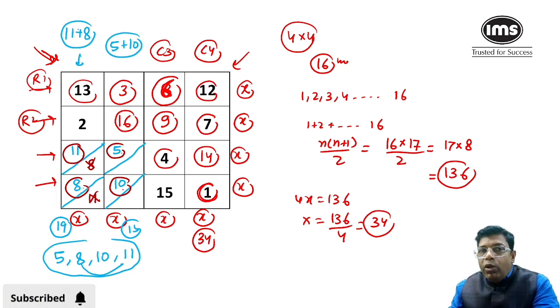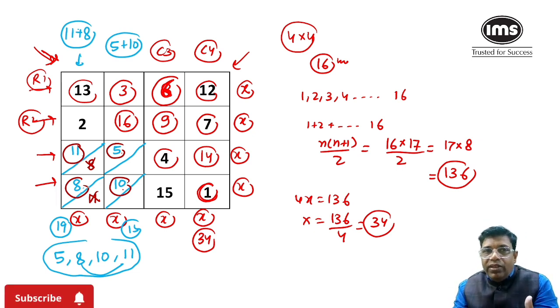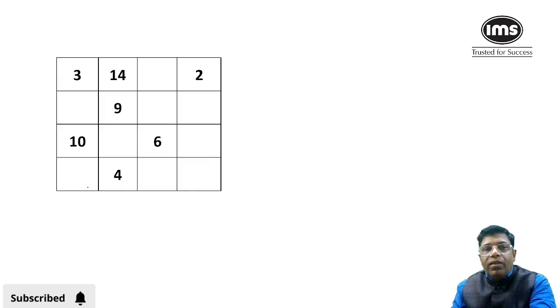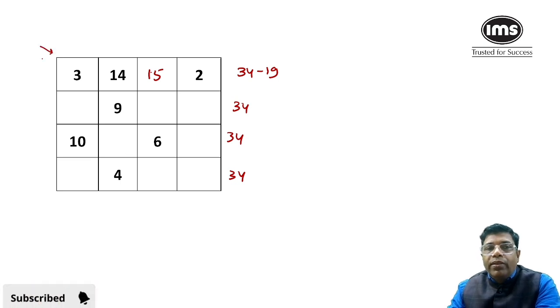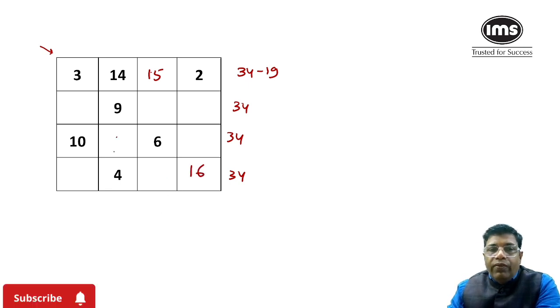Let's solve one more magic square, and then I would say that you should practice. So again, now I know for a magic square, the sum of all the rows and columns has to be 34, as well as for diagonals. So I can put this number: 4 plus 3, 17, 19. You subtract 19 from 34, you get 15. So 15 will come over here. Look at this diagonal. 3 plus 9, 12, 6, 18. Now 18 and 16 will become 34. So this is done.